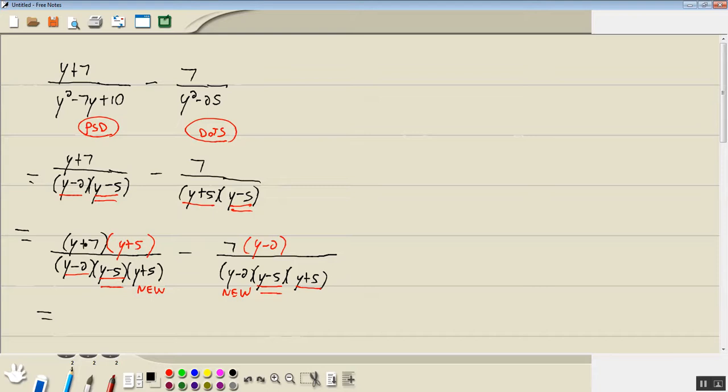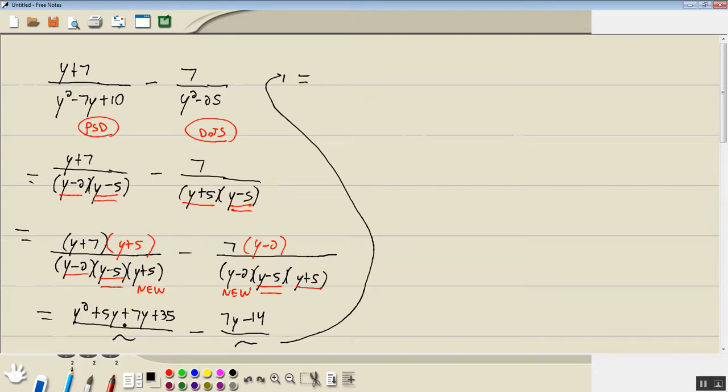Now I'm going to multiply these together on top. y times y is y squared. y times 5 is 5y. 7 times y is 7y. 7 times 5 is 35. And I won't write down my denominator yet because they're the same now, so I'll just put a squiggly there. Minus, distributive property. 7 times y is 7y. 7 times negative 2 is negative 14. Over squiggly.